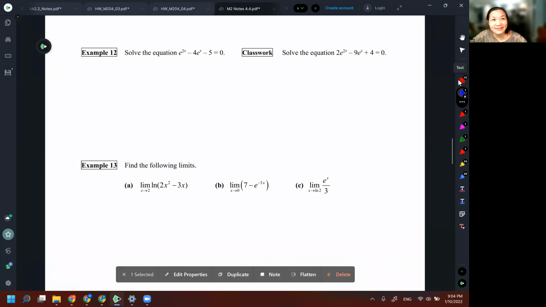12 is also just a practice of using the, this time it's an equation. When you solve this equation, you can copy the equation and then you solve it. Just use your knowledge to solve it. In this case, I'm going to solve it like a quadratic.